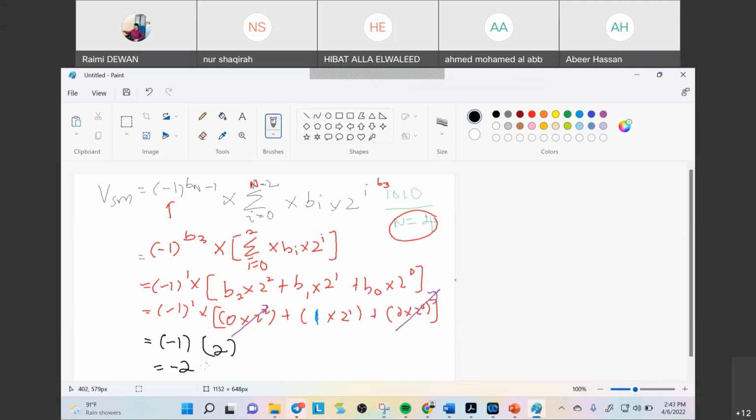But understand, this is sign magnitude: if the most significant bit is 1, it means it is a negative number. If you want a positive number, you will have 0010, which is 2. But for sign magnitude, if you want to show negative 2, you need to put the most significant bit to be 1. Okay, understand?